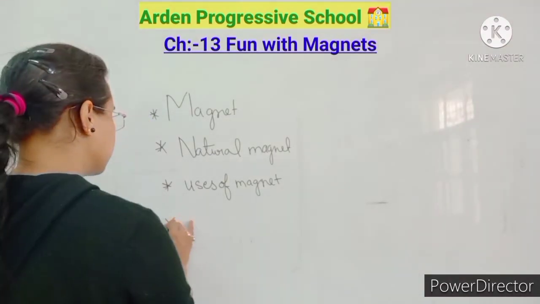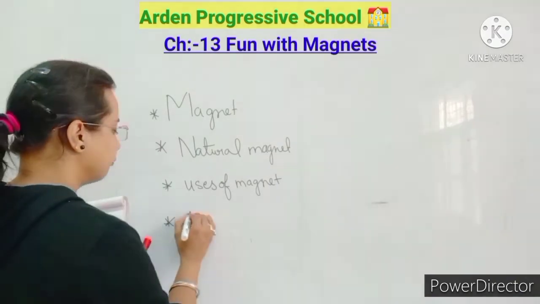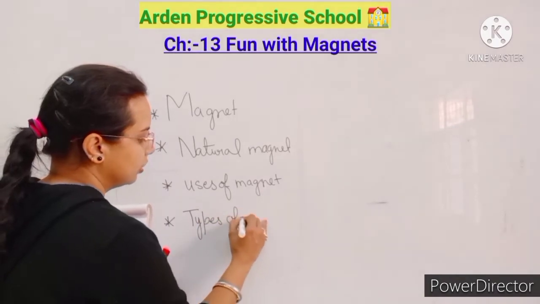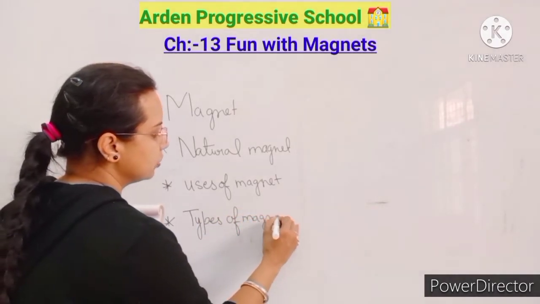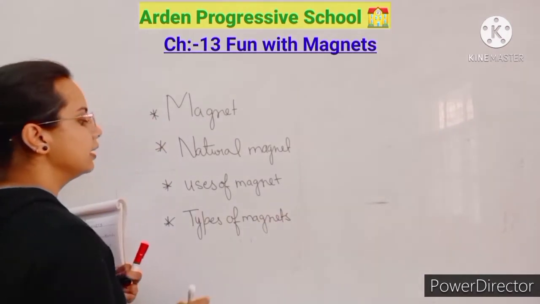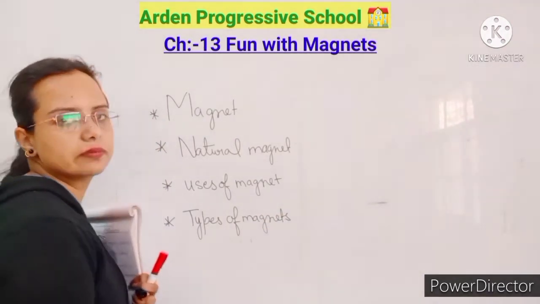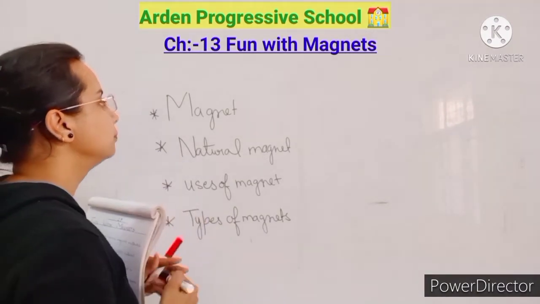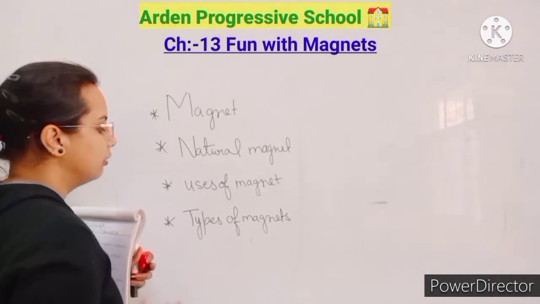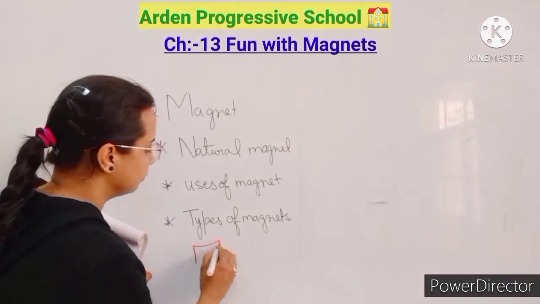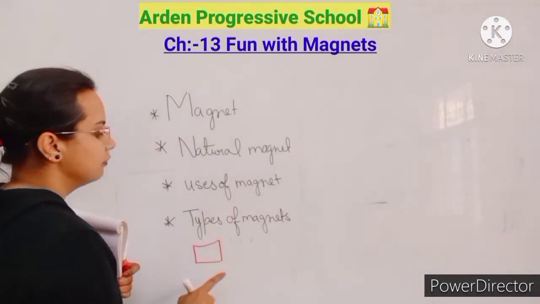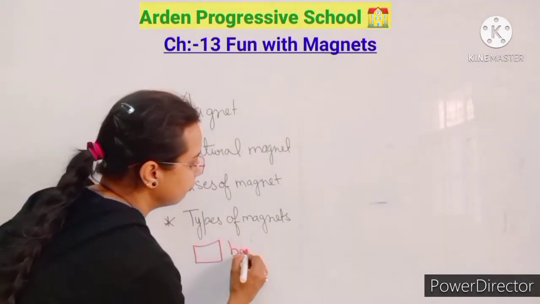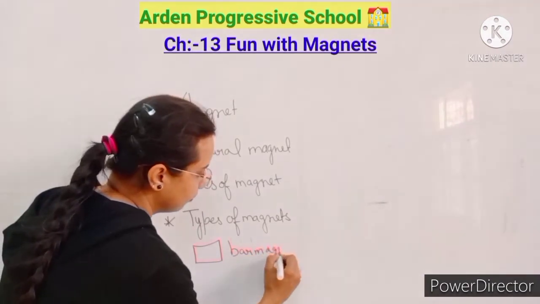Now the next is types of magnets. What are the different types of magnets? So dear students, you know that the magnets can be classified on the basis of their shape. The magnet of rectangular shape is known as a bar magnet. This is a bar magnet.